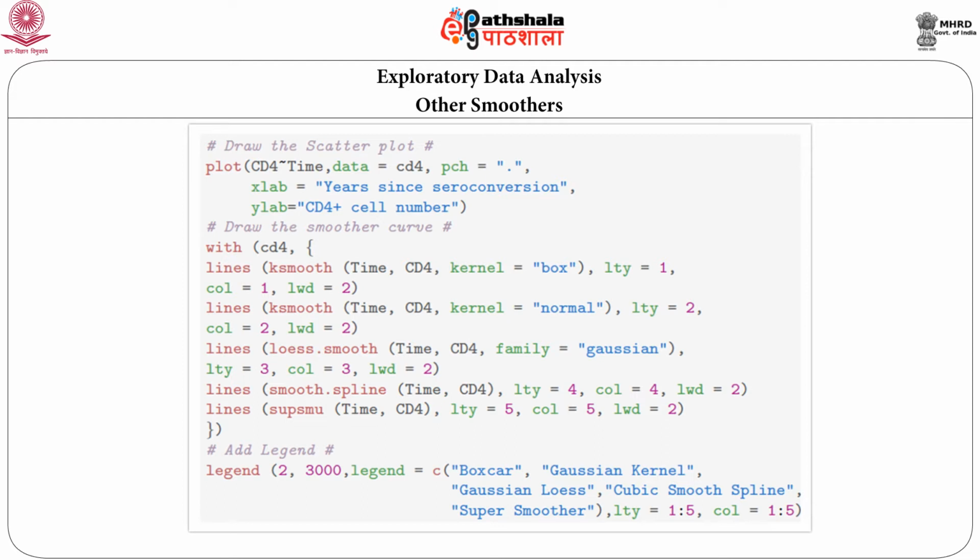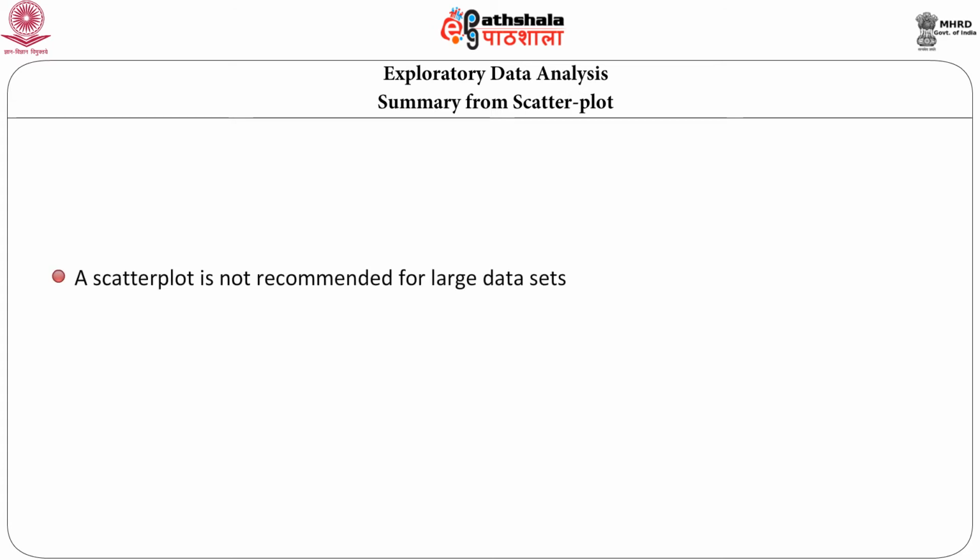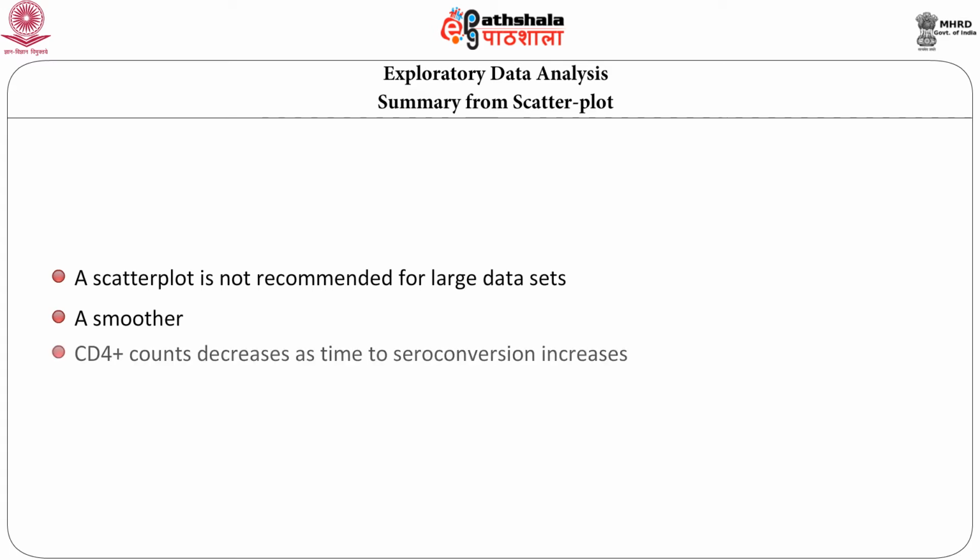So what do we conclude from this? We conclude that a scatter plot might not be the best idea for large data sets. For smaller data sets, yes, because in our previous lecture we had seen that for the orthodont data, the scatter plot was good enough. But here, a simple scatter plot does not reveal much. So what do we need? On top of the scatter plot, we need a smoother. The smoother gives an idea about what's the general trend of the response versus the time or any other covariate of interest.